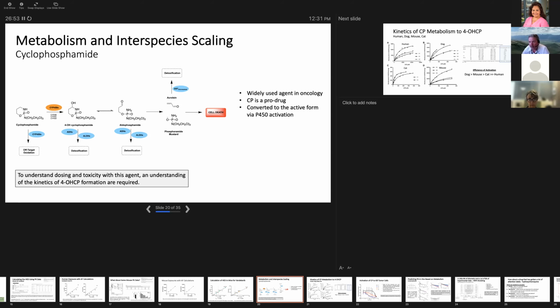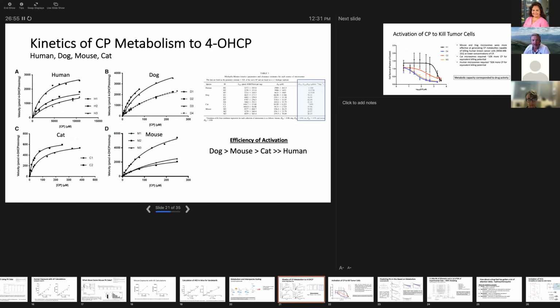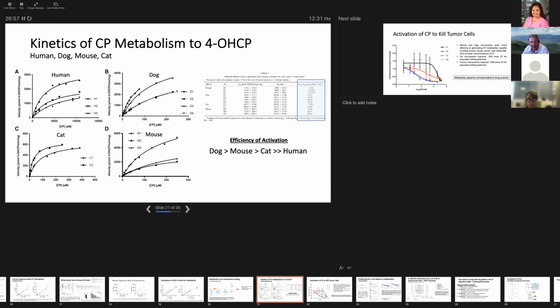And the reality is that when you look at the kinetics of cyclophosphamide metabolism, and this is just some V versus S curves, classic Michaelis-Menten. This is just 3 different human microsomal preparations to show that there's variability, 2 different cat, 3 different mouse, and 4 different dogs.